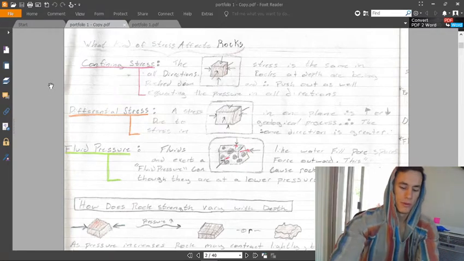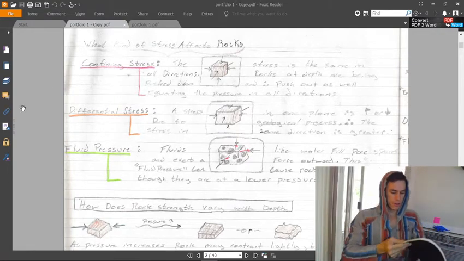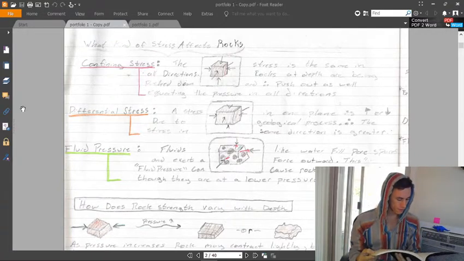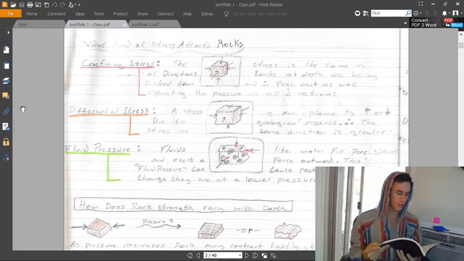Where's my actual notebook? Oh yeah, that would help. Because sometimes the scan isn't so good, so I'm just going to read from my notebook too. Oh, geological, that's not a T.